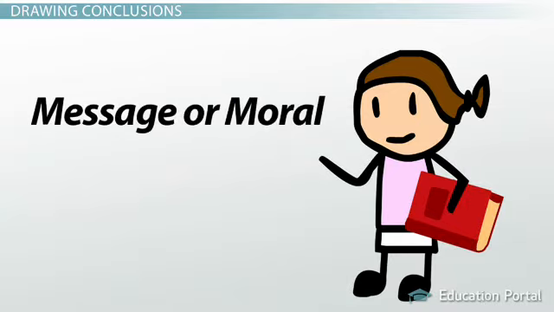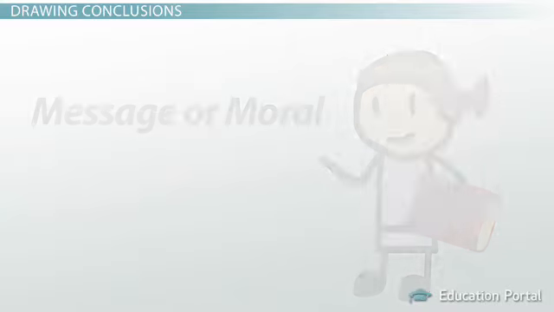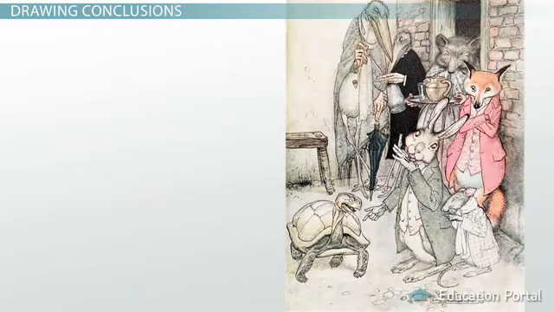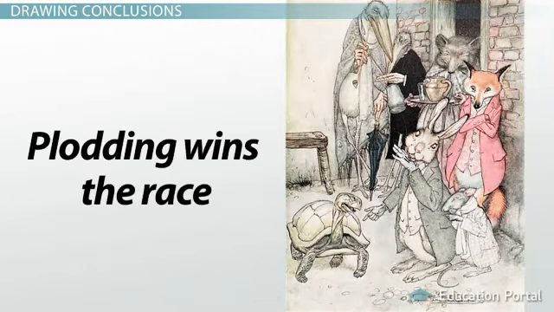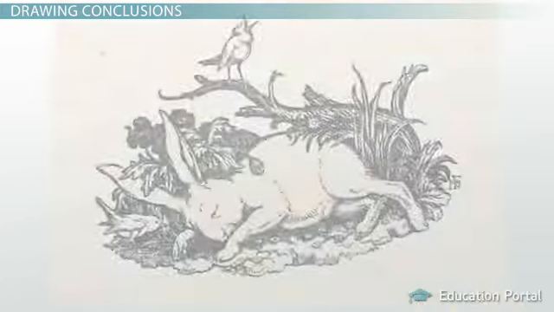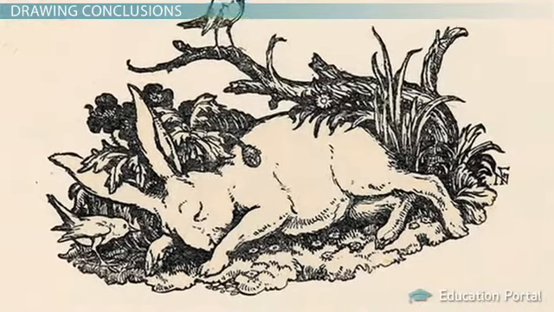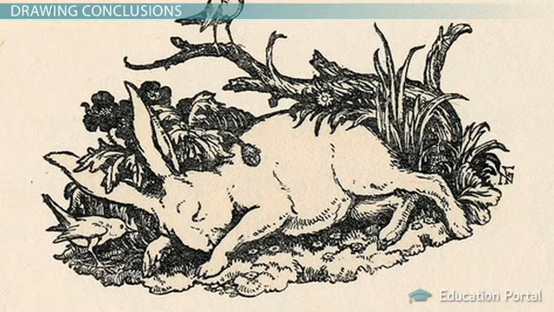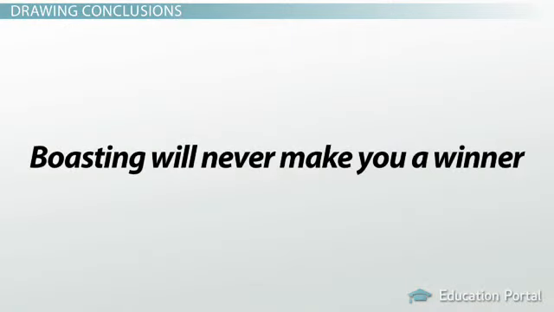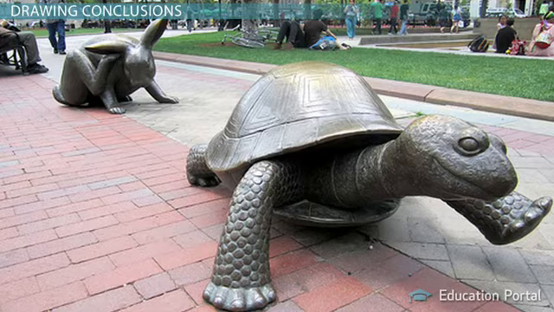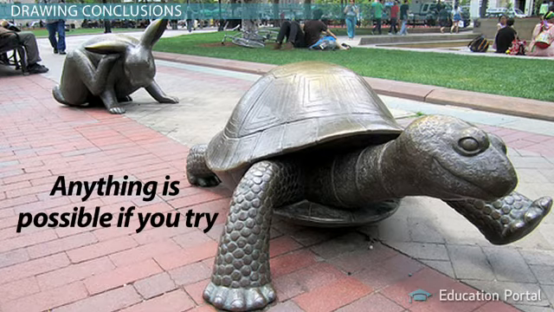This really means that you need to think about the message or moral. Our beloved story made this easy. A moral was given to us. Plodding wins the race, or slow and steady will always prevail. Can you find other messages by examining plot, characters, setting, literary devices, author style, and choices? Sure. Our friend the hare shows us that boasting will never make you a winner, while the quiet old tortoise demonstrates that anything is possible if you try.